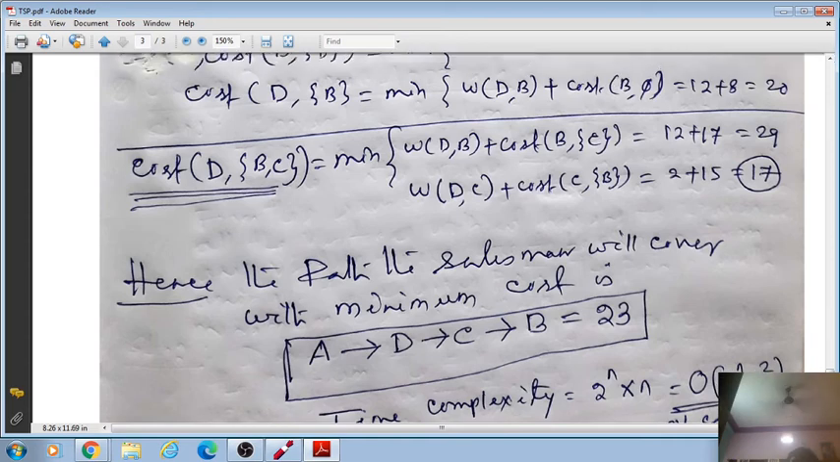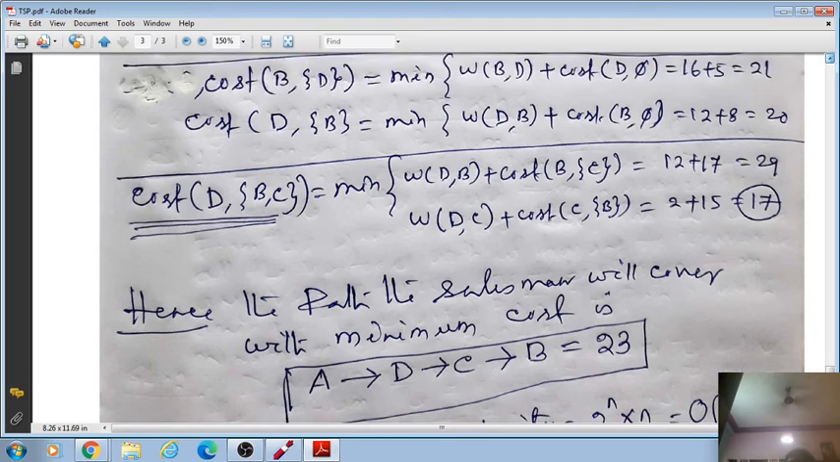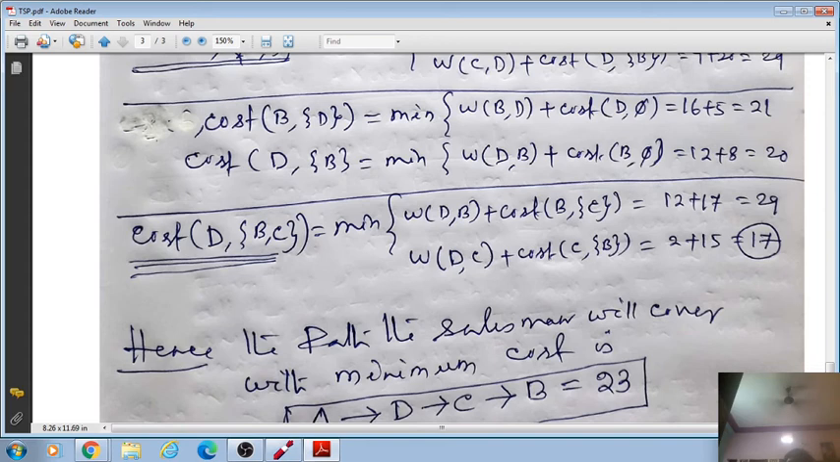So the cost of D to C will be a similar calculation: the minimum of whatever to B, then the cost of B to C. I have shown you how to find the cost of B to C, and how to find the cost of single terms like this. So B to C, that means C to B, automatically given. So the value will be 12 plus 17, 29.